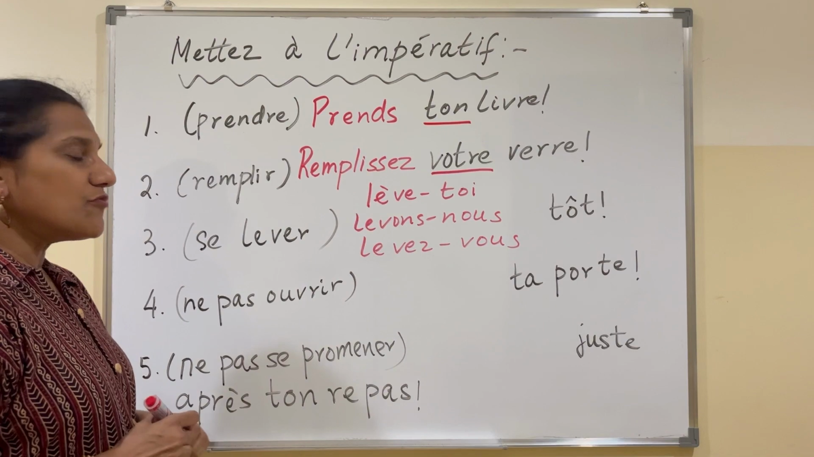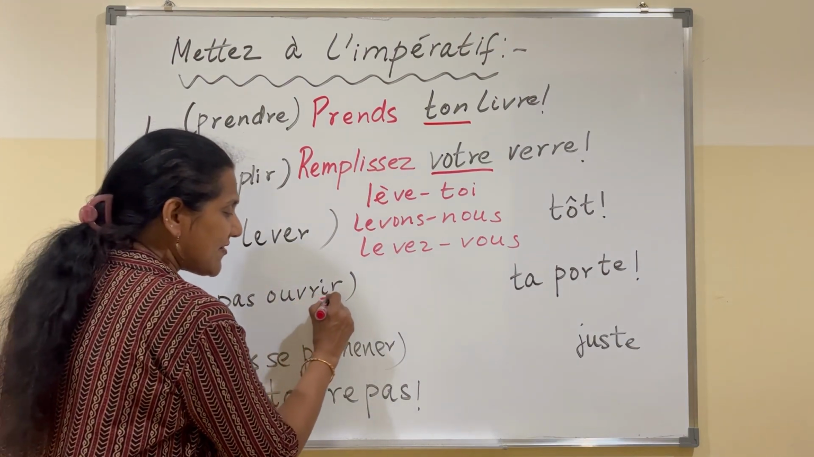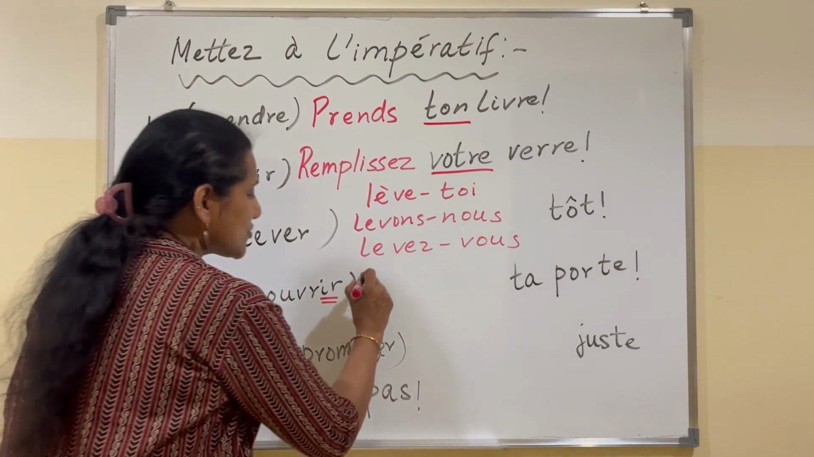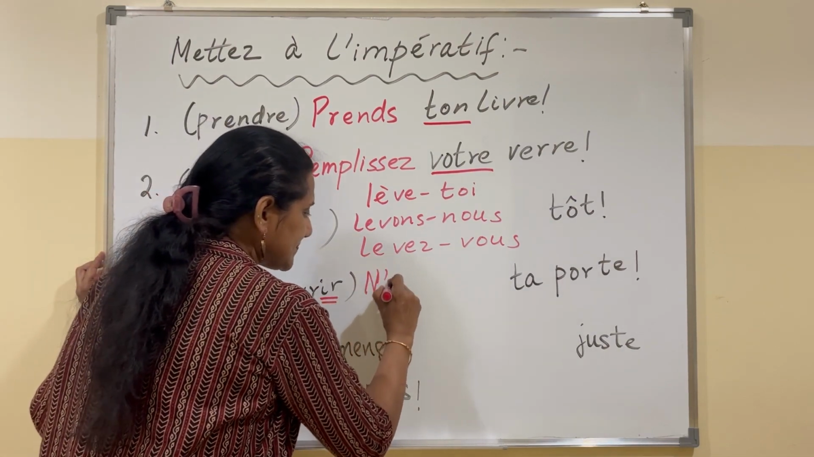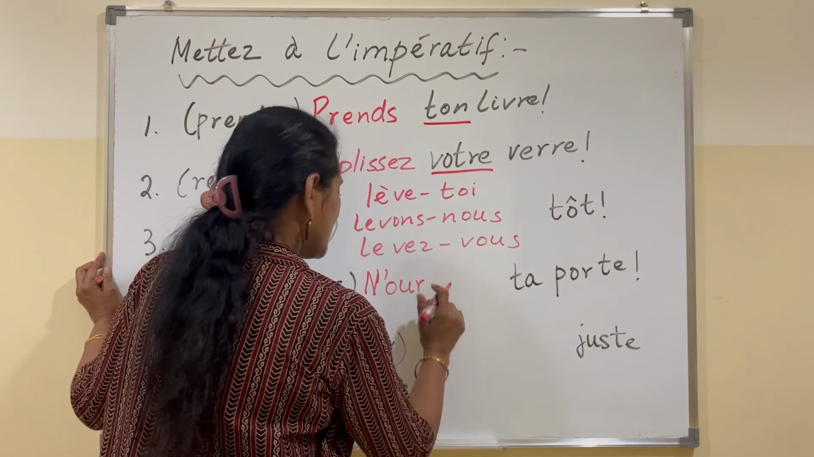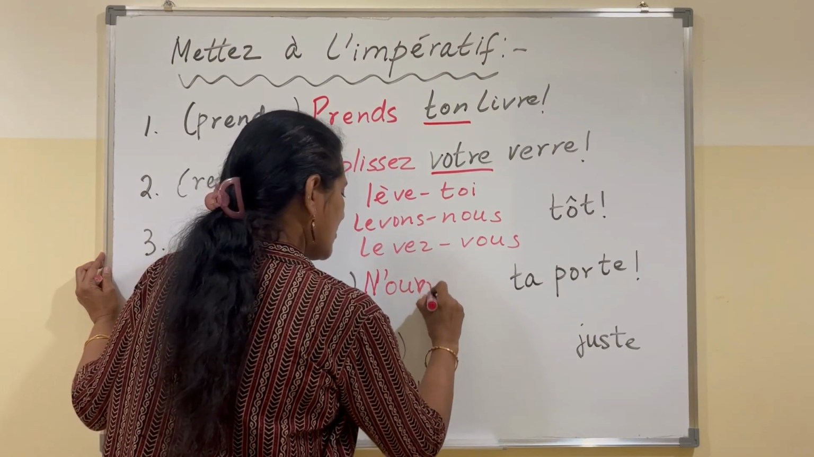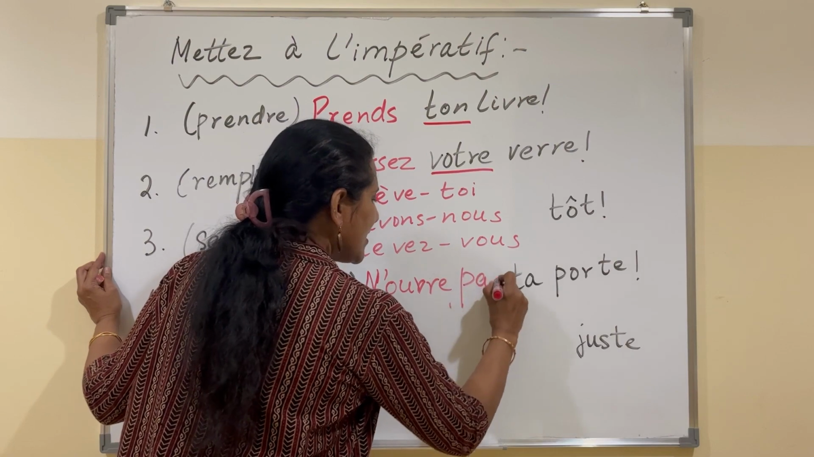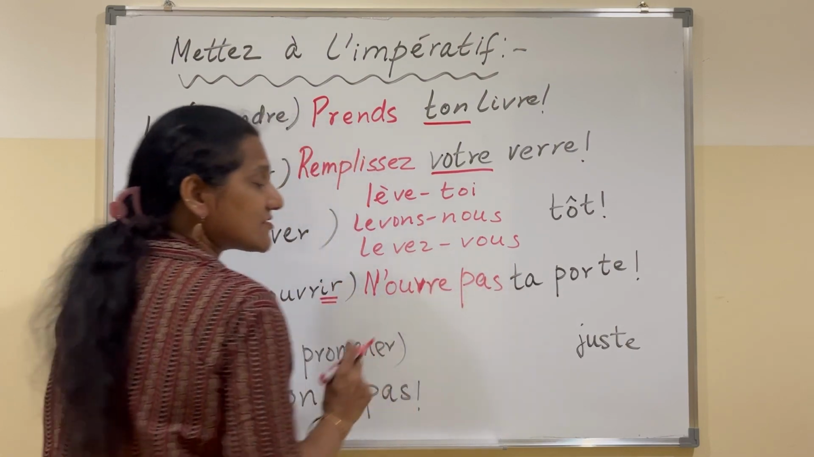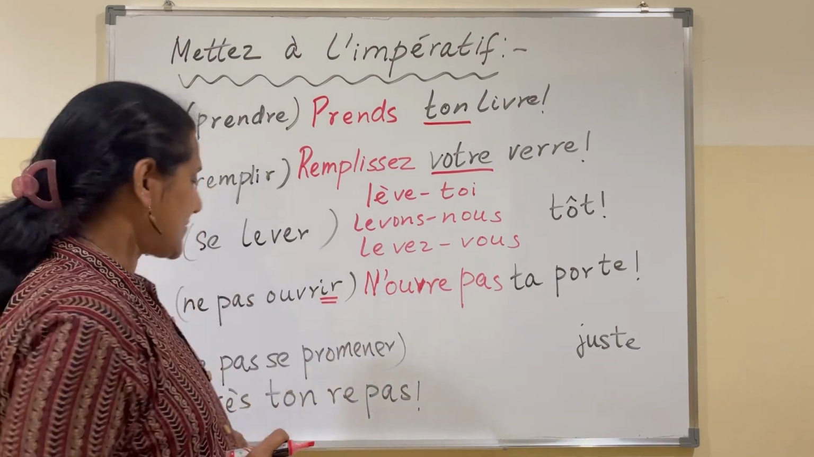Now, ne pas ouvrir. Remember we said ouvrir is an IR verb that is conjugated like an ER verb. So, n'ouvre pas ta porte. So what happens here? We don't put the S which was there in the tu form.